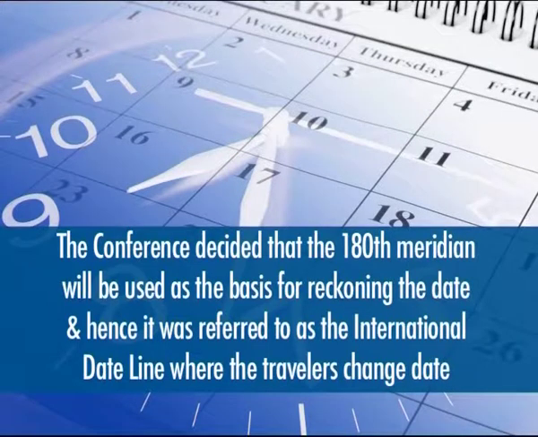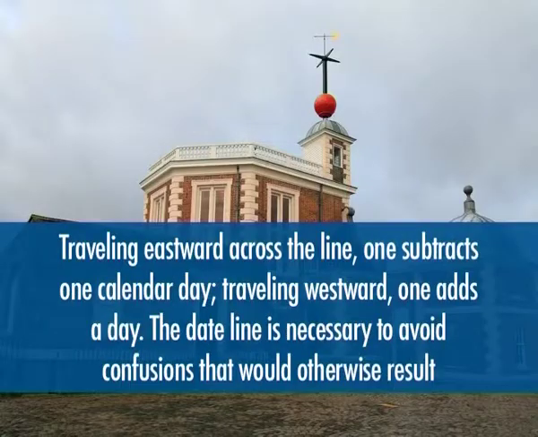Similarly, the conference decided that the 180th meridian will be used as the basis for reckoning the date, and hence it was referred to as the International Dateline, where the travelers change date. Traveling eastward across the line, one subtracts 1 calendar day. Traveling westward, one adds a day. The dateline is necessary to avoid confusions that would otherwise result.